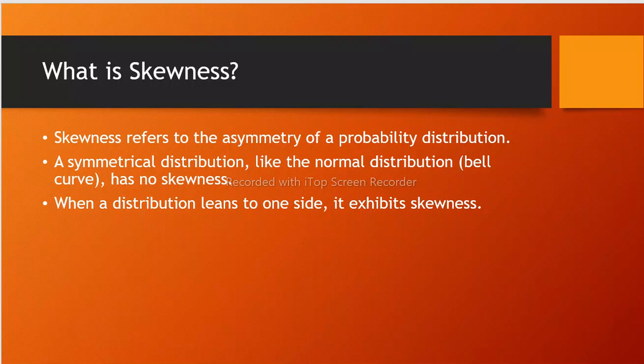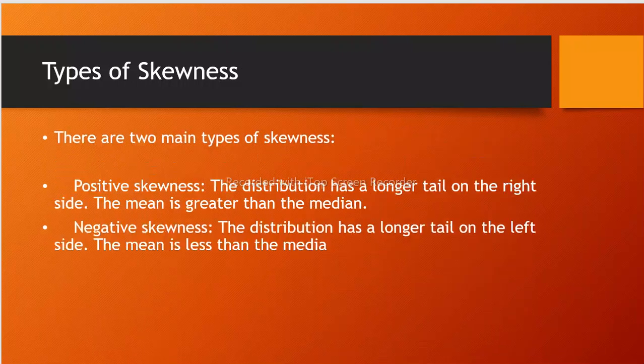A perfectly symmetrical distribution, often represented by a bell curve, has no skewness. The mean, median, and mode, the most frequent value, all lie in the center of the curve. However, when the data points cluster more towards one side, the distribution becomes skewed.